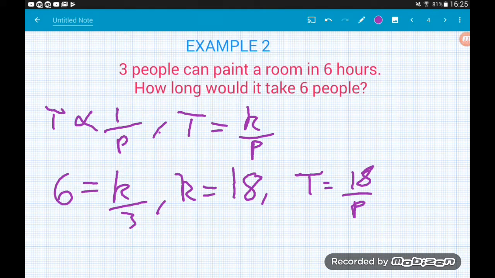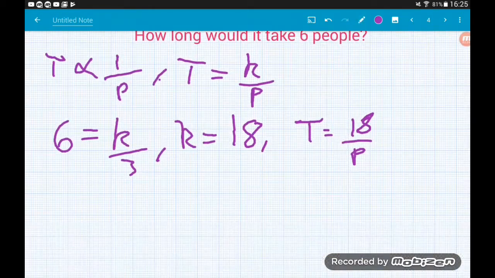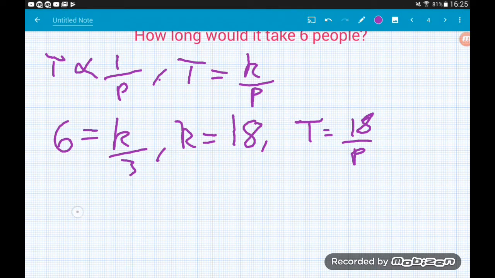So now we can work out how long we would expect it to take 6 people. So we just substitute in p equals 6. So t equals 18 divided by 6, which would give us 3. Cool. There's that question done. On with the next.